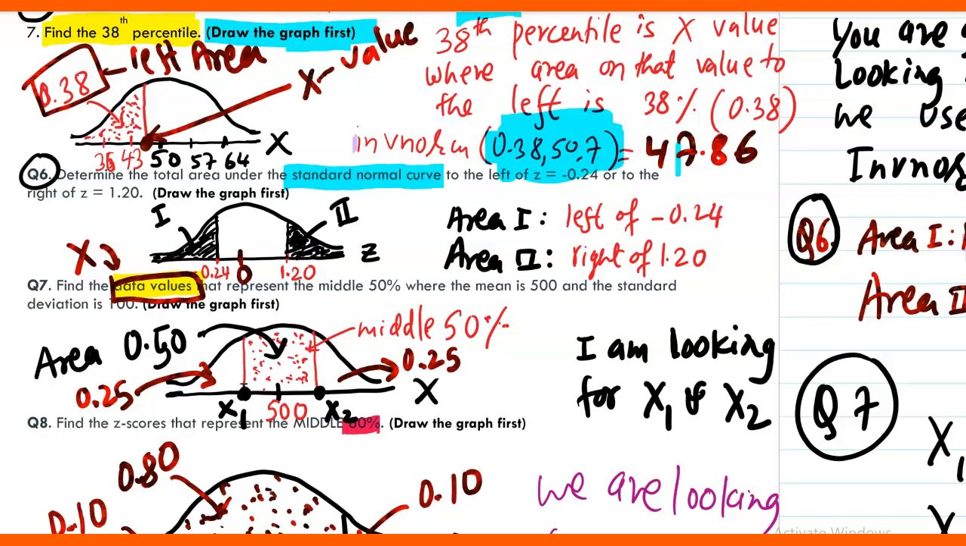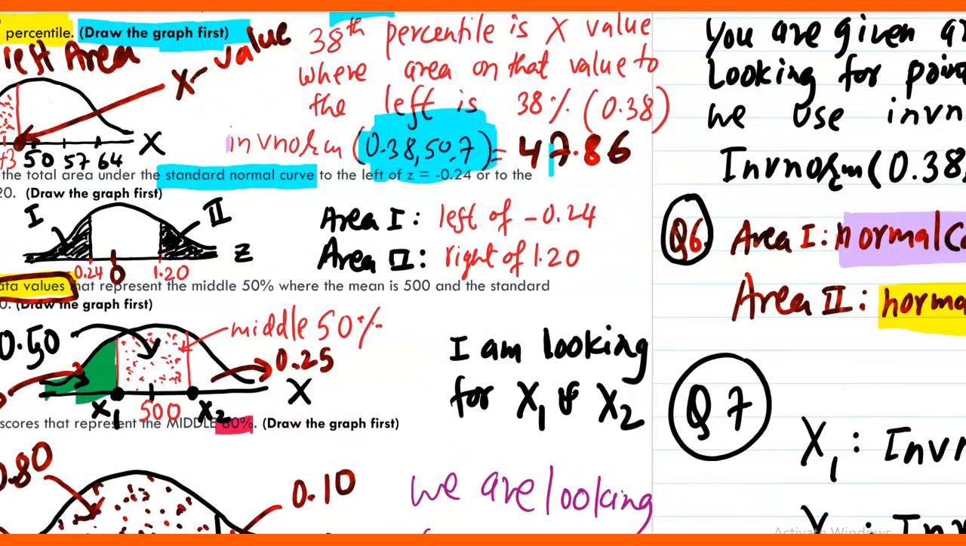That's the main point. Therefore, x1 is here. What's the left area from x1? Obviously 0.25, because total area is 100%, the middle area is 50%, and the remaining area is 50%. Therefore, this must be 25% area. Obviously, because the dotted area is 50%, and the remaining area on the left of x1 and right of x2 is 50%. Therefore, each is divided equally to 0.25.